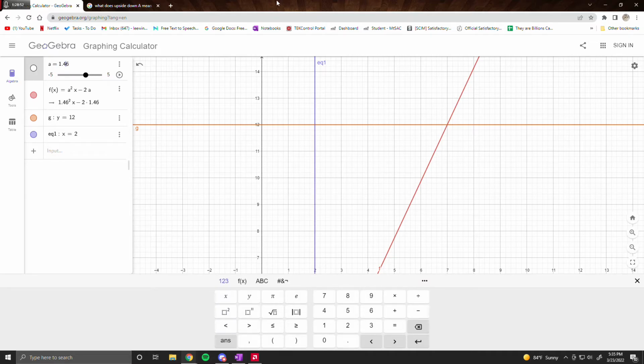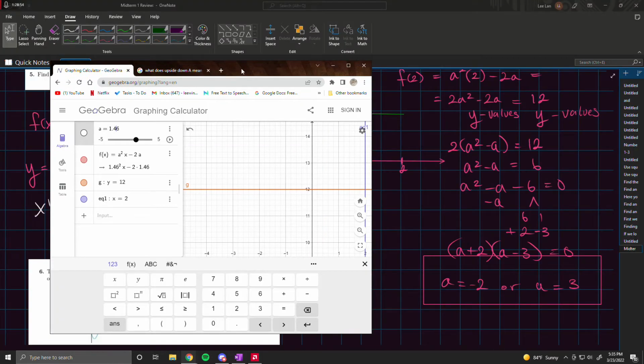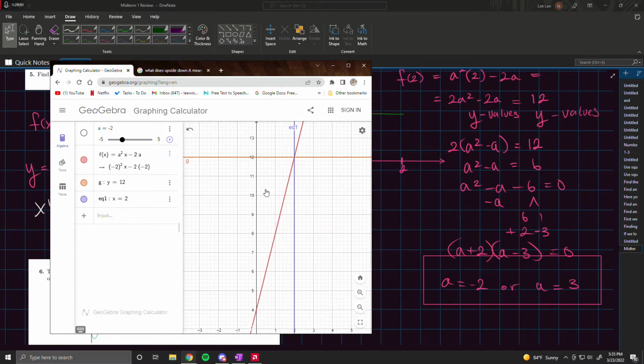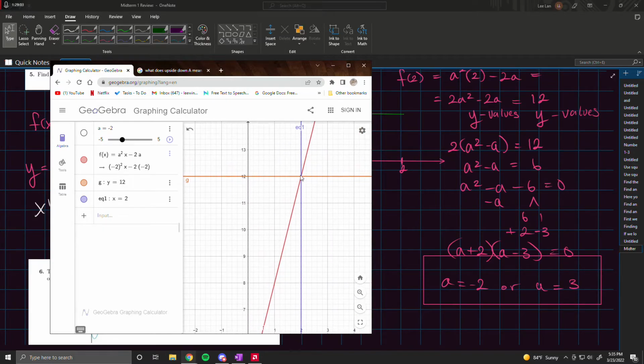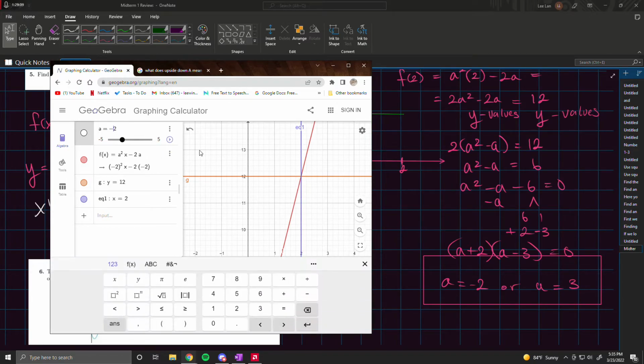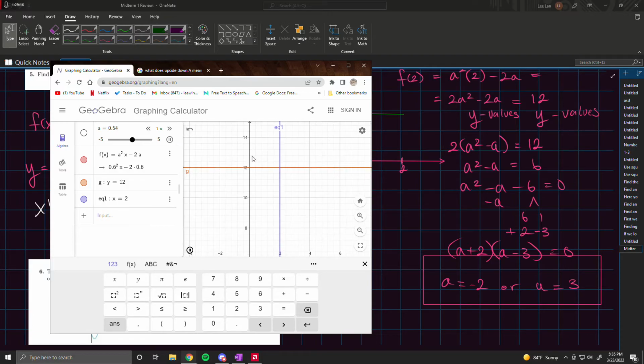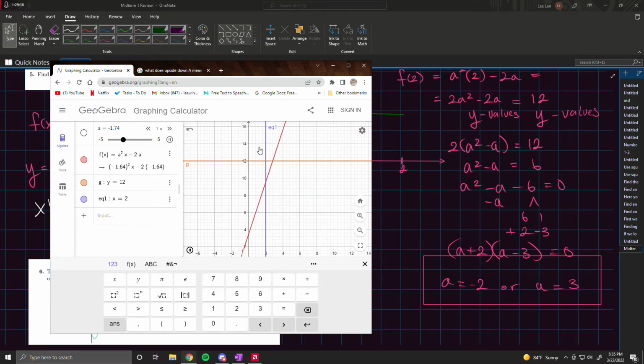So we said a equals negative 2. Right, so it's continuous, right? So we want these lines to intersect here, right? Yeah, looks good. And then we can plug in 3. Also looks good. And if we move any other value, at least in the range from negative 5 to 5, doesn't seem to work. So it seems like this is good.